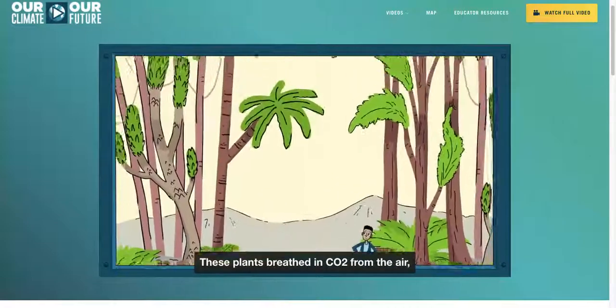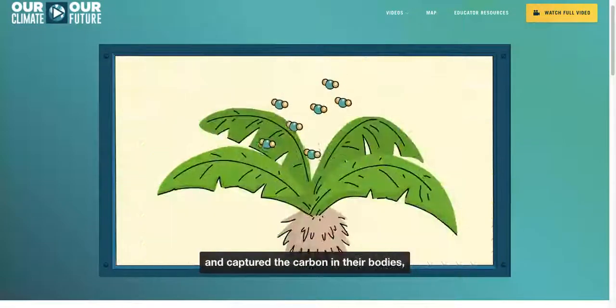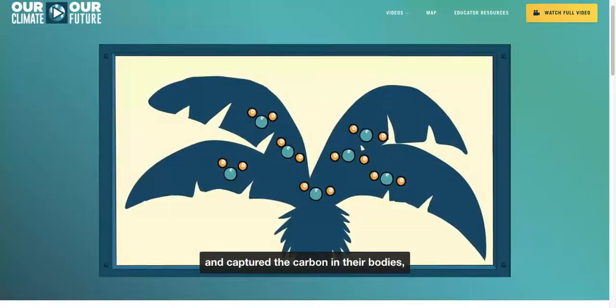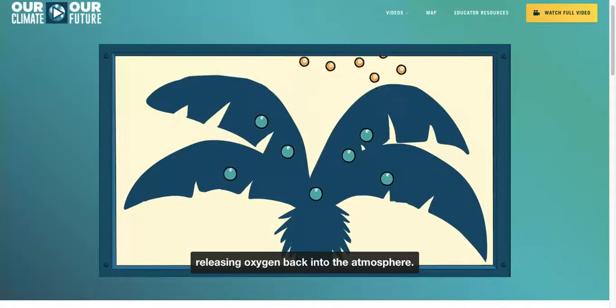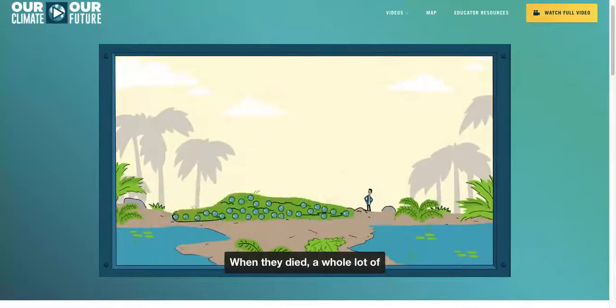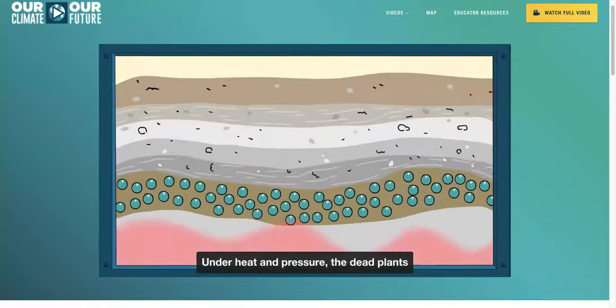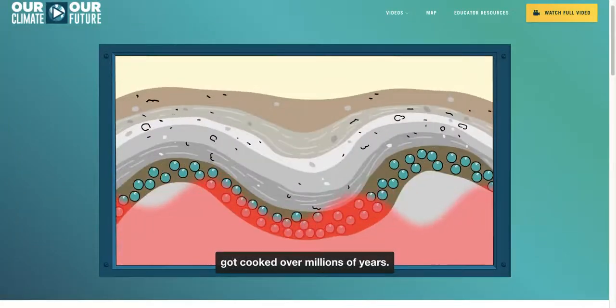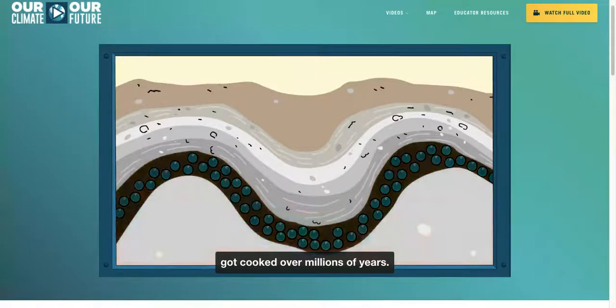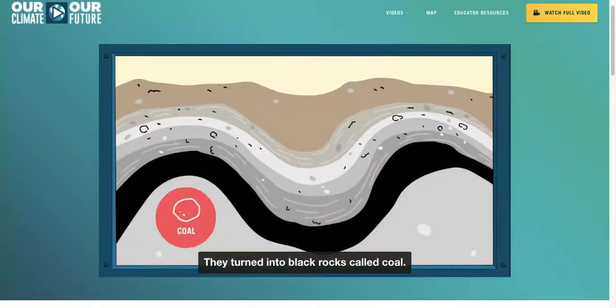These plants breathed in CO₂ from the air and captured the carbon in their bodies, releasing oxygen back into the atmosphere. When they died, a whole lot of them got buried deep underground. Under heat and pressure, the dead plants got cooked over millions of years. They turned into black rocks called coal.